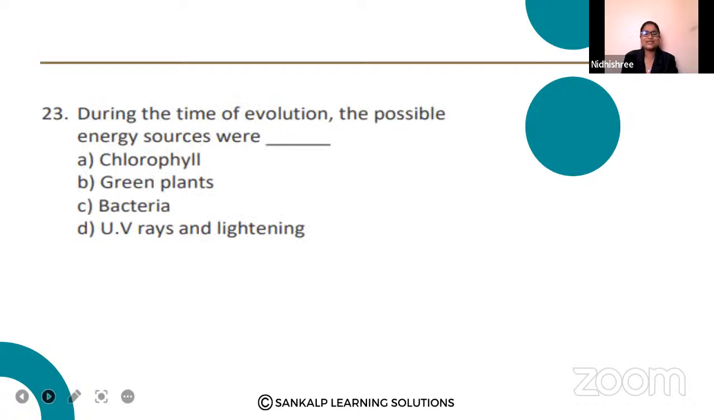The 23rd question goes like this. During the time of evolution, the possible energy sources were: option A chlorophyll, option B green plants, option C bacteria, option D UV rays and lightning. Yes, YouTube students, what about you all? Supriya, option A. Chandru, option D. Lohit, option D. Parvati, option A. Harshita, Aishwarya, Dyuti, Pavitra, option D. Rakshita, option D. Prema, option D.